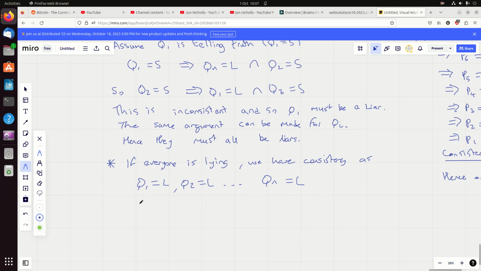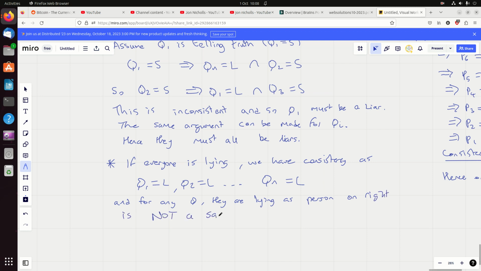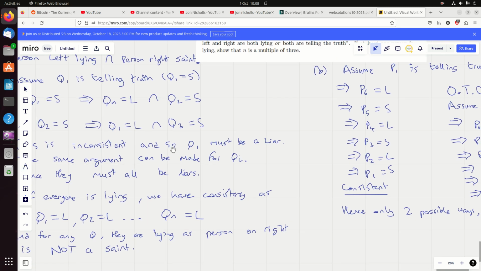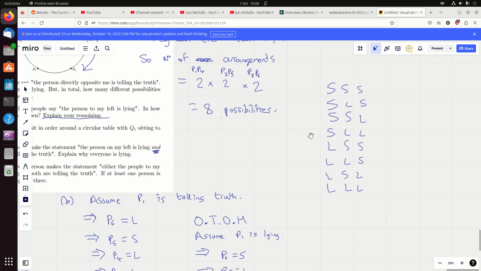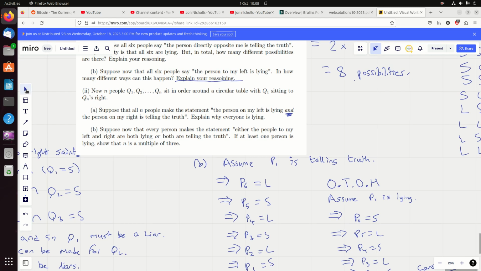So I might just quickly write: we have consistency, as that's the case, and for any Q, they are lying as the person on the right is not a saint. That's where the lie is if you're worried about it. I don't think you need to put that, by the way, but I just like to. I like to show it's consistent. It's all about consistent and inconsistent, these questions.